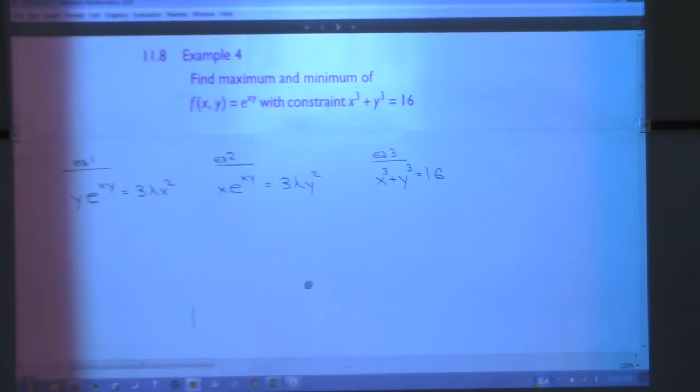Those are all great ideas. I'm actually going to do it completely different though. You can also divide.